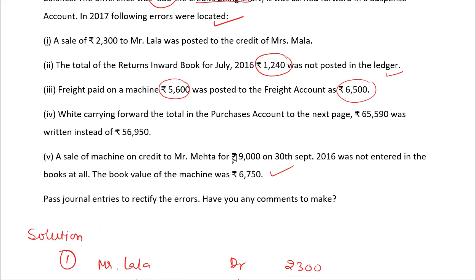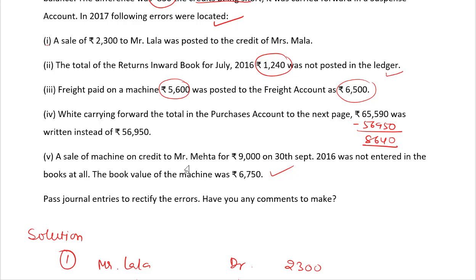Clear? Let us shift to point number 4. While carrying forward the total of purchases account to the next page, 65,590 was written as 56,950. Just calculate the difference between them. So 56,950. The difference is 8,640.